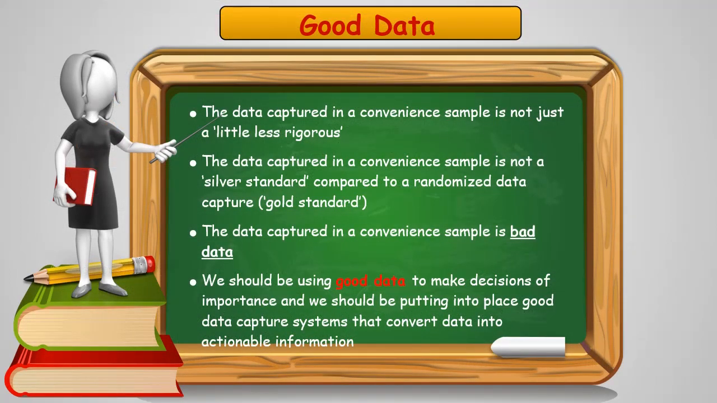The data captured in a convenience sample, what I'm hoping you're drawing from this, is not just less rigorous data. I have been in more meetings where people have said, well, it's more like a silver standard. Sure, we'd love to have the gold standard, but we can't, so let's take the data that's available. A sample of convenience is not just less rigorous or less quality data, it's bad data. If you're going to be making business decisions, they need to be based on good data.